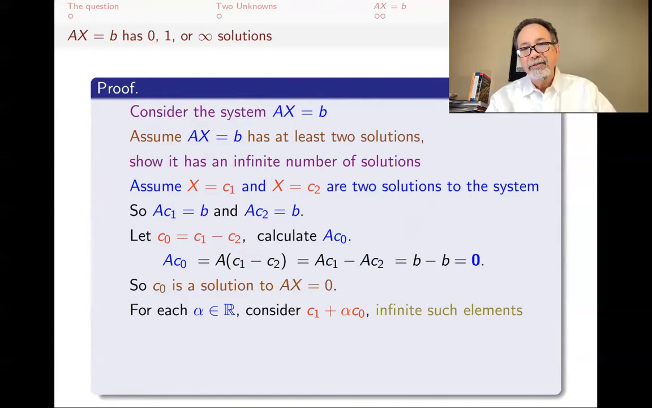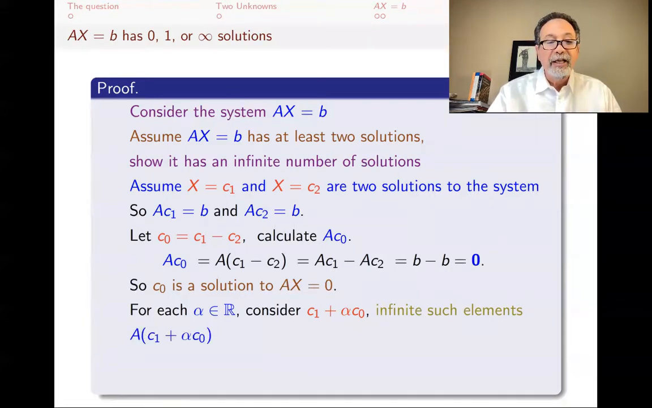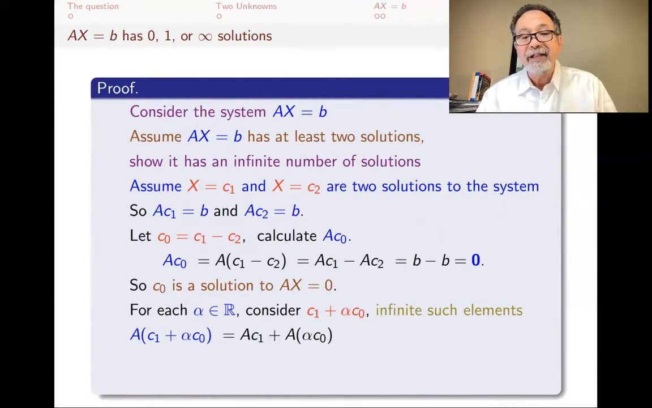So there's infinite such elements, but what good are they? Well, the thing is that these are all solutions. And so I found myself infinite number of solutions. How do I know they're solutions? The proof of the pudding is in the eating. Just plug it in. AX equals B. Is this a solution to AX equals B? Well, put it instead of X to see if it is or not. So I'm plugging in C1 plus alpha C naught into X. And so I get A times (C1 plus alpha C naught). And again, I can distribute and I get A times C1 plus A times alpha C0.